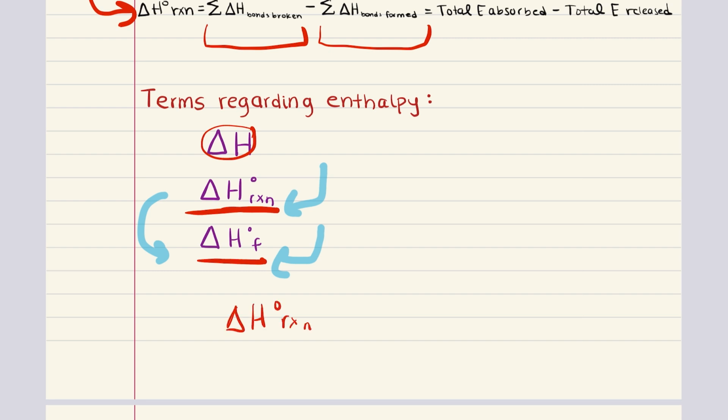It is going to be the sum of the standard enthalpy of formation for the products subtracted from the sum of the standard enthalpy of formation for the reactants. This formula accounts for the sum of the standard enthalpies of formation of the products, each multiplied by their stoichiometric coefficients, minus the sum of the standard enthalpies of formation of the reactants, each multiplied by their stoichiometric coefficients.